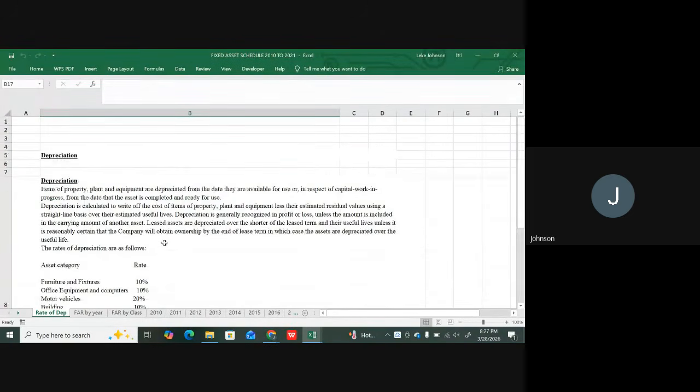So this one now is our fixed asset schedule. Normally, most times accounts should have an accounting policy. One of the things that is really important for us to show is how we arrive at depreciation. Depreciation is the systematic allocation of the depreciable amount on the cost of an asset. So the process of allocating the depreciable amount of an asset on the cost of that asset is what we call depreciation.